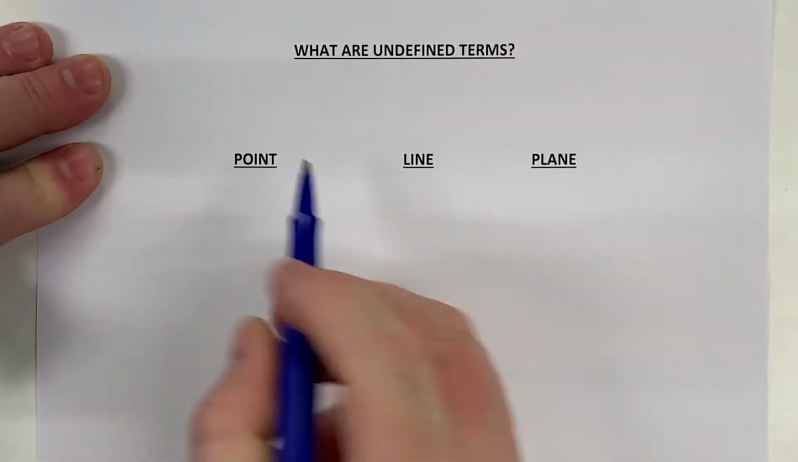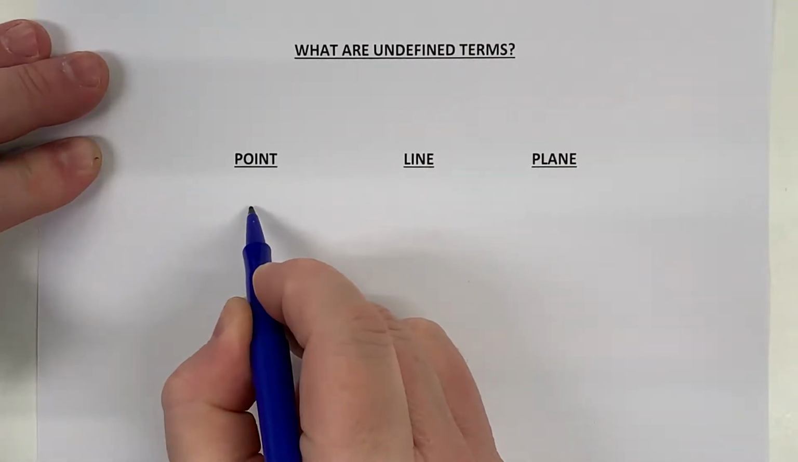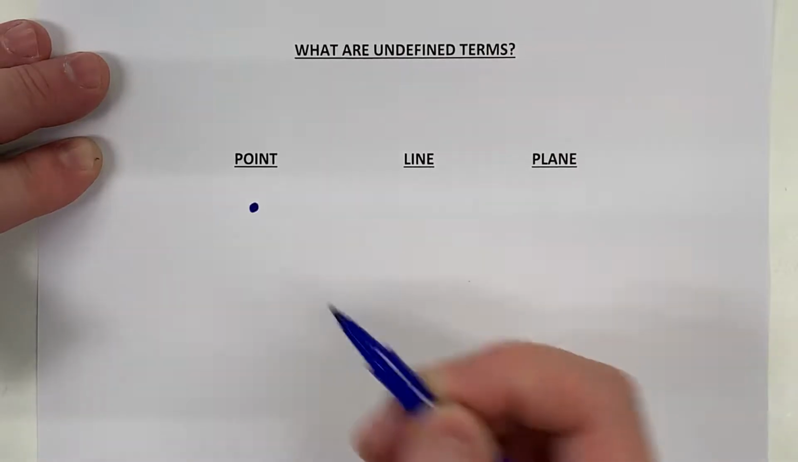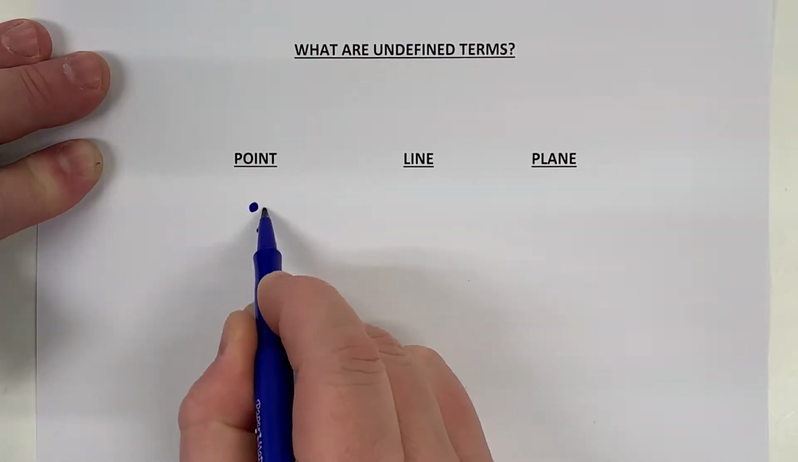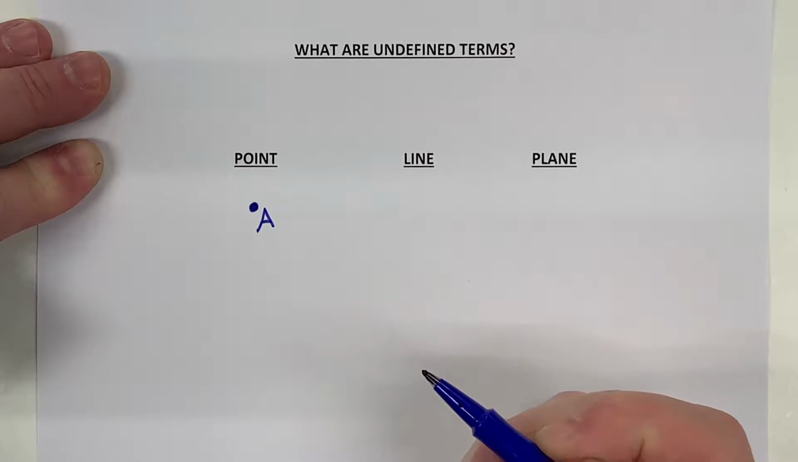Kind number one is a point. A point is simply that, just a point. It's a location in space. There's no length, there's no width, there's no depth. It's just a location in space. Dimensions are zero. There's no dimension, but the way we note it is we call it a letter. We can call this one point A.